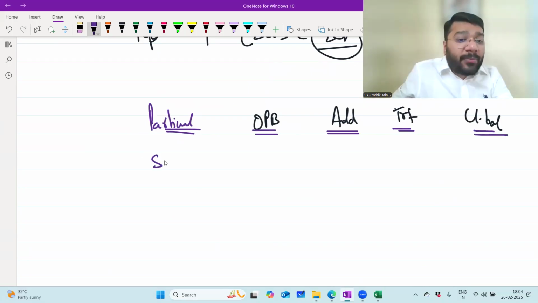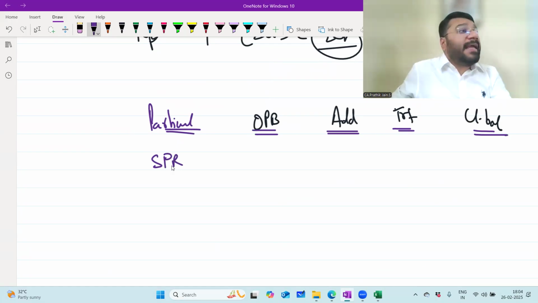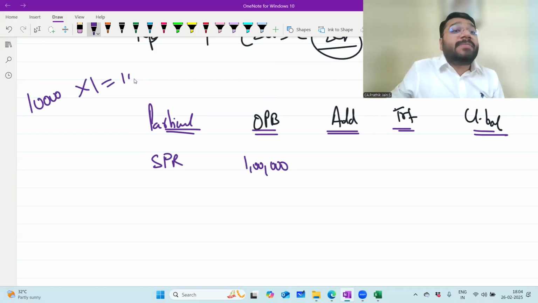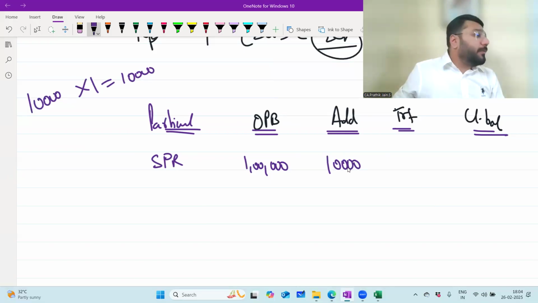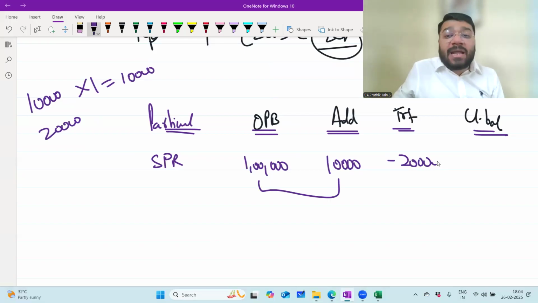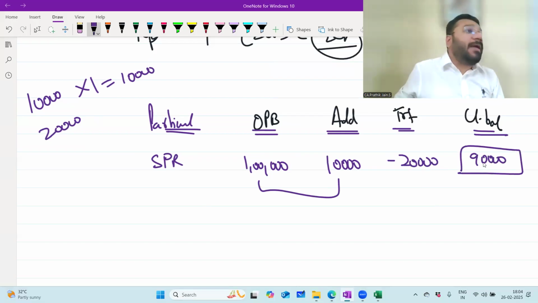In that, the first item is, let's suppose, security premium reserve. At the beginning of the current financial year, I already had 1 lakh rupees in the security premium account. In the current year, I issued a further 10,000 shares at a premium of 1 rupee. What is the security premium? 10,000 rupees. So that will increase my premium, so put it in the addition column. Let's suppose out of this 1,10,000 rupees, I'm issuing fully paid bonus shares for 20,000 rupees. Then I have to deduct it in the transfer column. So what is my closing balance now? 90,000 rupees is my closing balance.